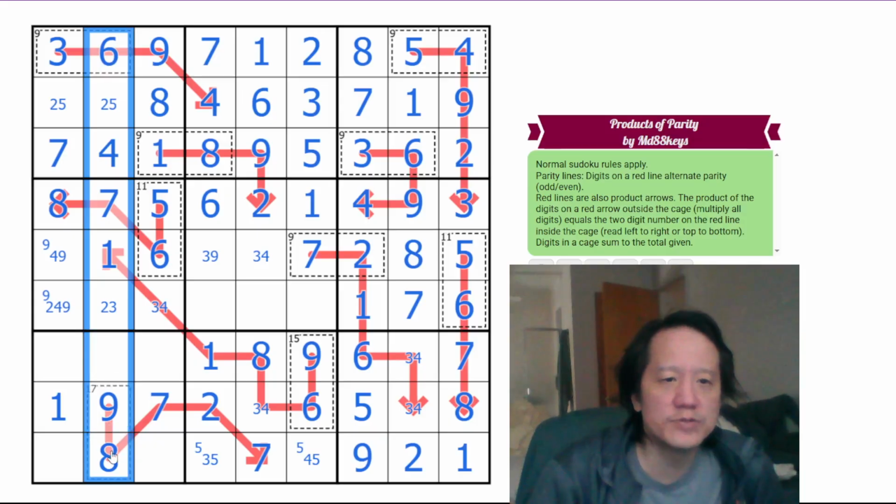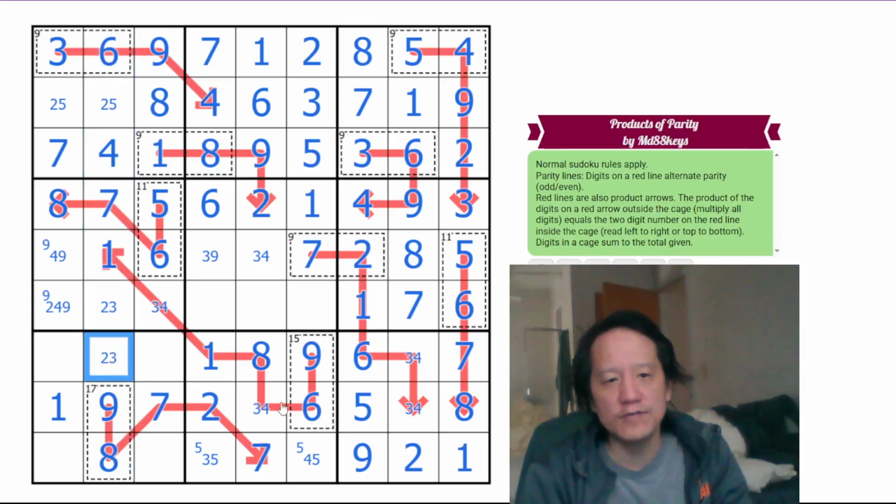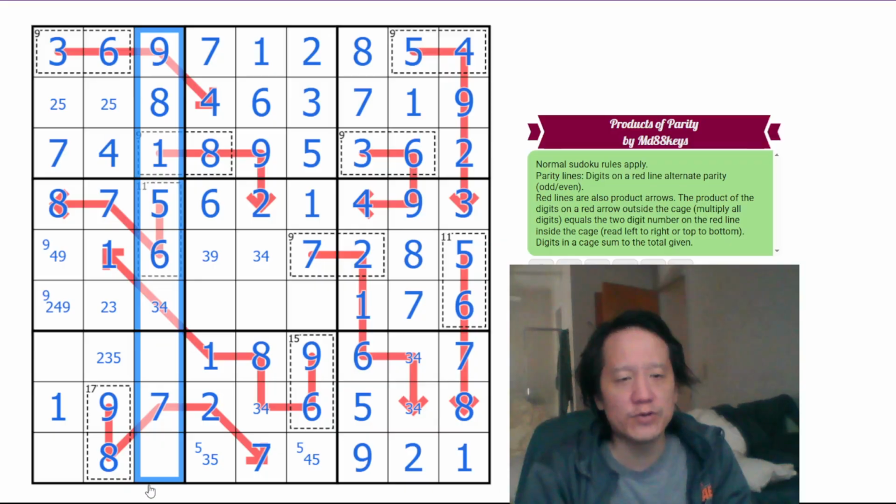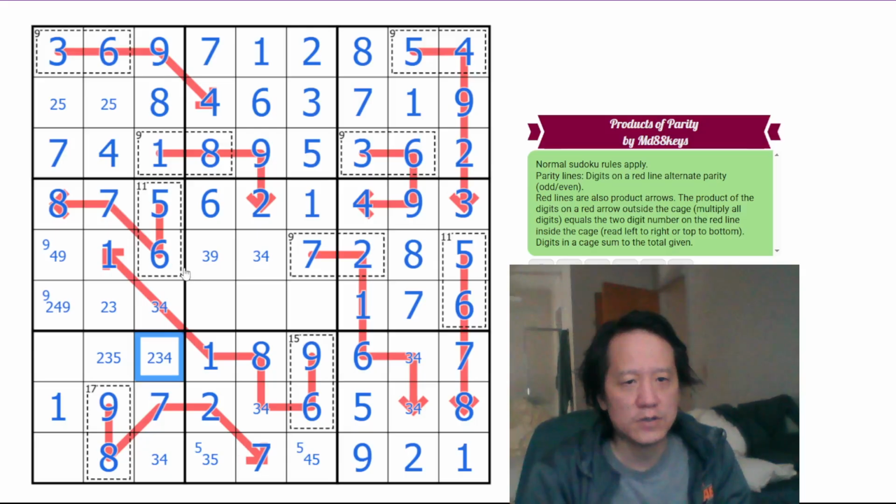Remaining digits in column 2, we have 2, 3, and 5. The remaining digits in column 3, we have 2, 3, and 4. So this is 3 or 4. That means this is 2, 3, or 4. We have a 3, 4, 3, 4 pair in column 3, which eliminates 3 and 4 in the rest of the column. So this has to be 2, which means this can't be 2.